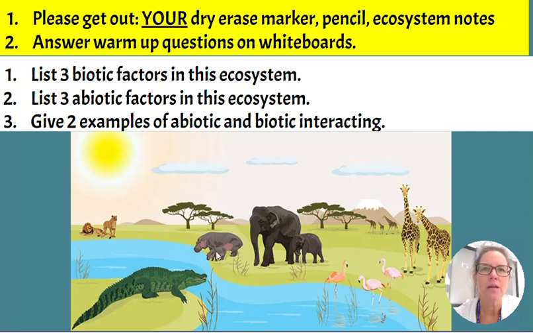Another example, I have hippos over here, biotic, drinking water. The water is abiotic. I have some plants and trees that are held up in soil. The plants and trees are the biotic factors. The soil is abiotic. And these flamingos, you can imagine, are standing on the substrate of the dirt or soil that's underneath that water. So there are some examples of biotic and abiotic factors that are interacting.